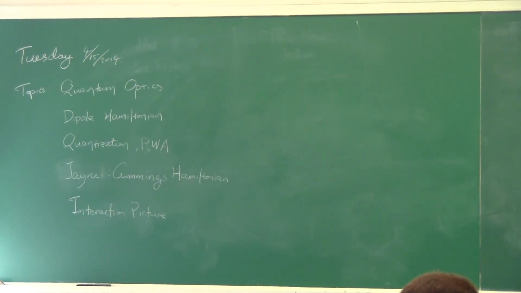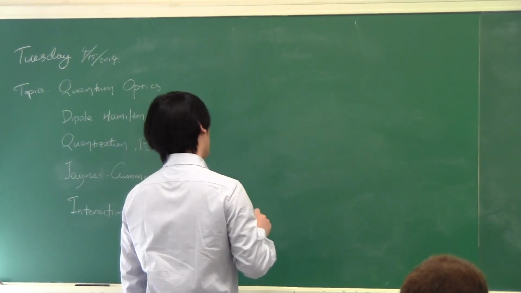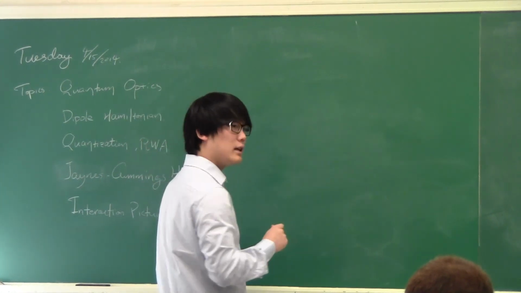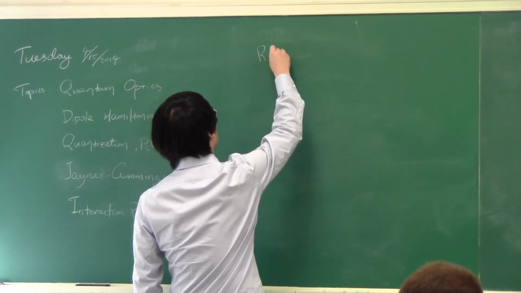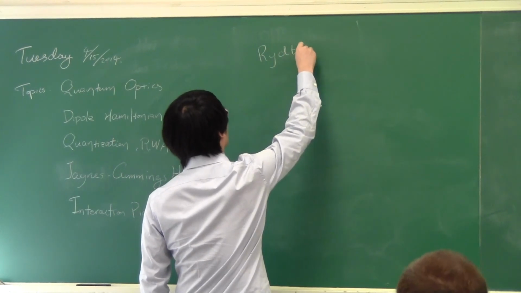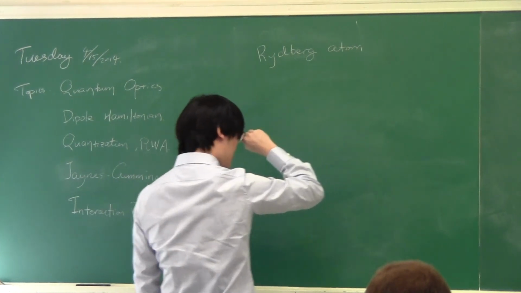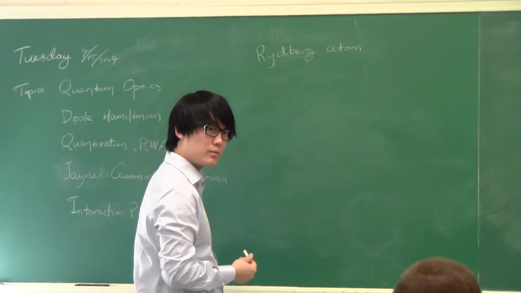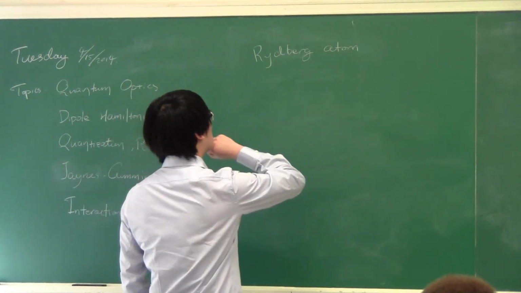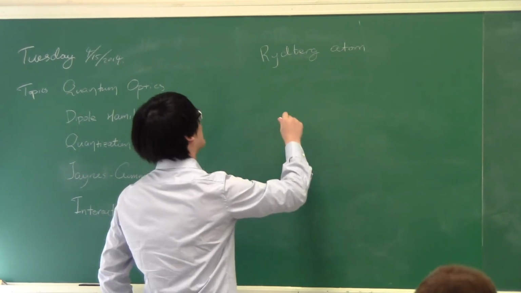But before that, I'd like to clarify something I said last time, which maybe wasn't very clear. Last time I said for the atom, something called the Rydberg atom. Now, a Rydberg atom is an atom with a very large n. We didn't talk about this, but maybe some of you know this if you had a course in quantum mechanics before.